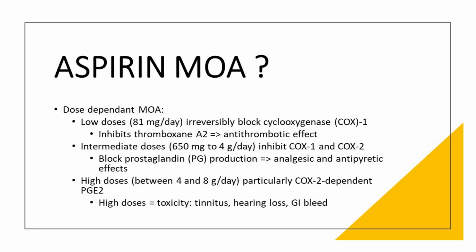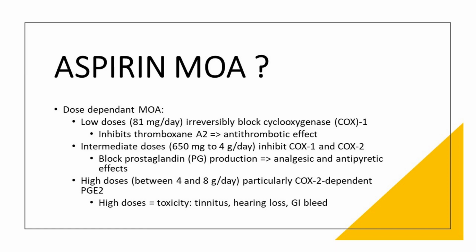And let's quickly remind ourselves about aspirin and what aspirin is. Aspirin is an NSAID, but the mechanism of action of aspirin is dose dependent. In low doses, like 81 milligrams a day, it irreversibly blocks the COX-1 enzyme, and by inhibiting thromboxane A2, we'll have an antithrombotic effect.